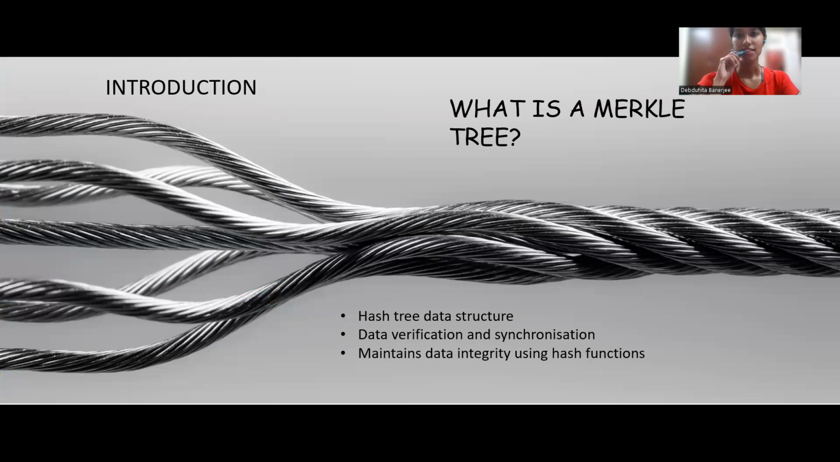So, first getting started, let us ask a very basic question. What is a Merkle tree? To define a Merkle tree, we can say that a Merkle tree is also known as a hash tree. It is a data structure used for data verification and synchronization. It is a basic tree data structure where each non-leaf node is a hash of its child nodes. All the leaf nodes are at the same depth and are as far left as possible. A Merkle tree helps to maintain the data integrity using hash functions.